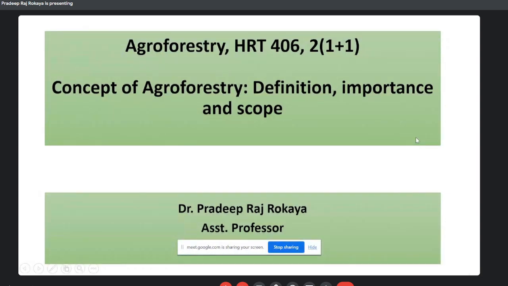Agroforestry: concept of agroforestry, definition, importance, and scope. Is it visible? Can everyone see? Yes, sir. Okay, let's start the first chapter: concept of agroforestry, definition, importance, scope. The overall topics are the concept of agroforestry, what it is, its definition, its importance, and what its scope is like.